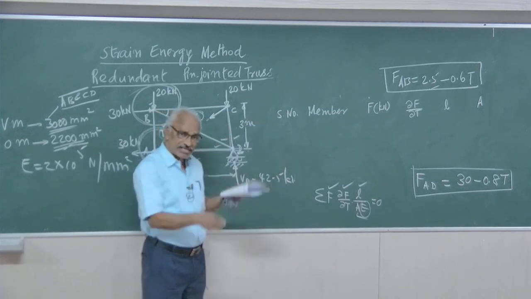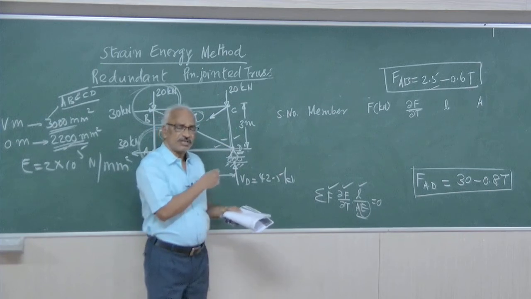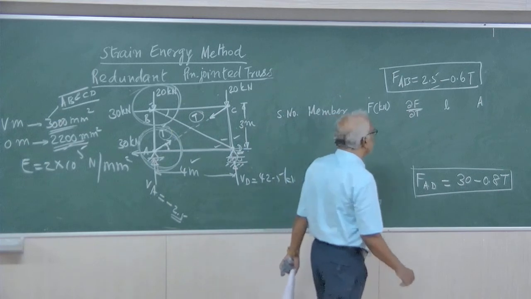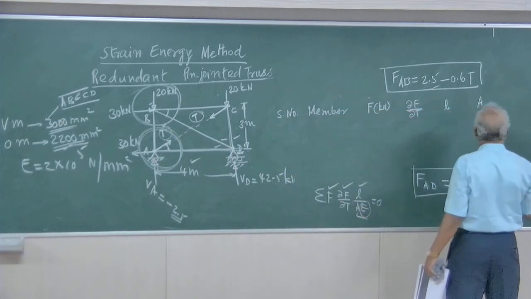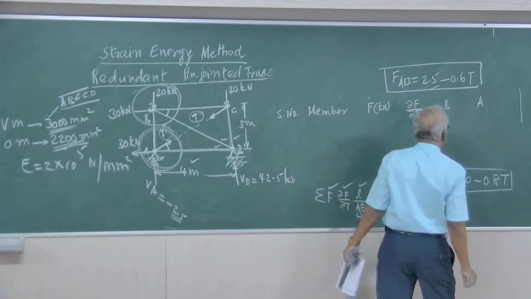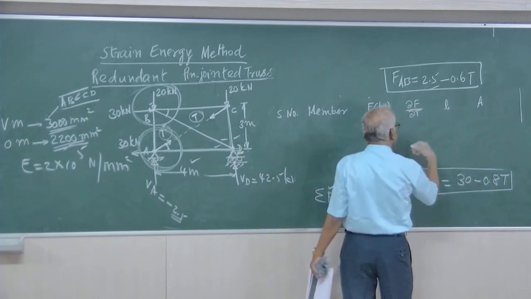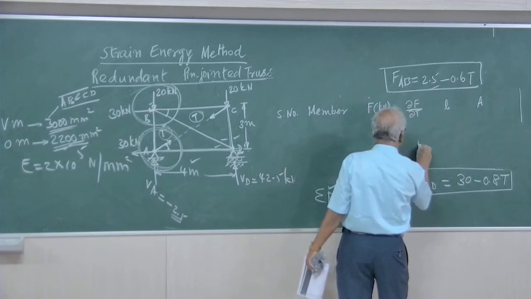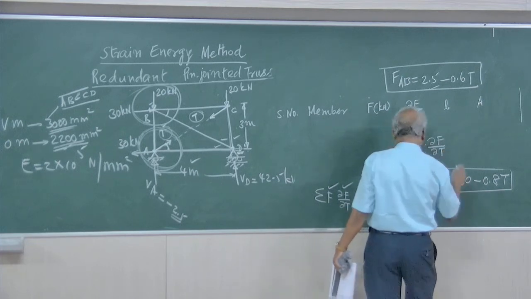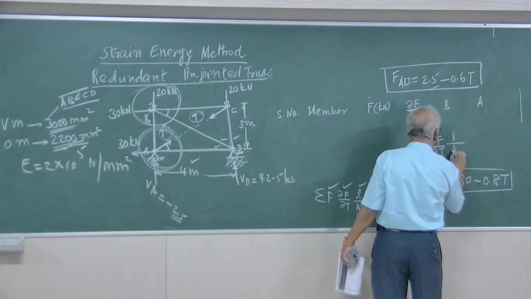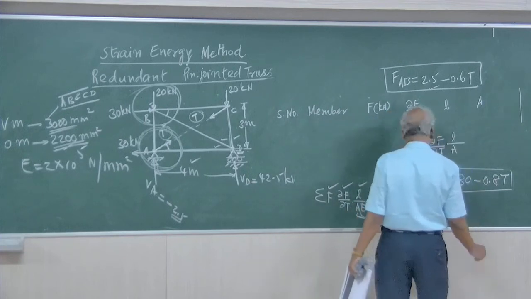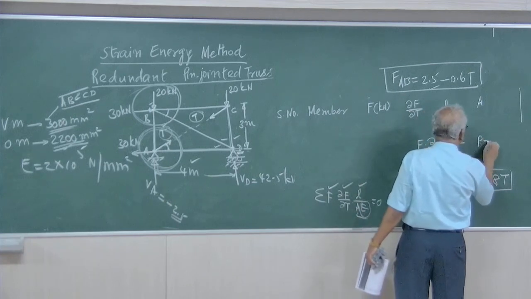So you can add everything, and finally the sum you can divide by E. Therefore there is no need for a column for Young's modulus. And here, for want of space, because I cannot exceed this, I just open out the column below. The next column is F into dou F by dou T into L by A, and that is one column.